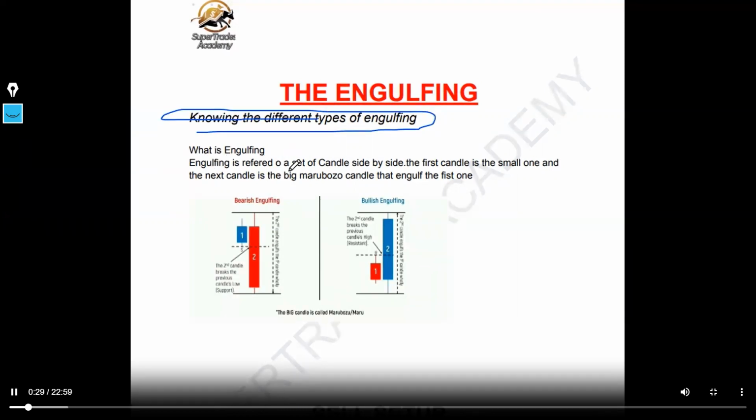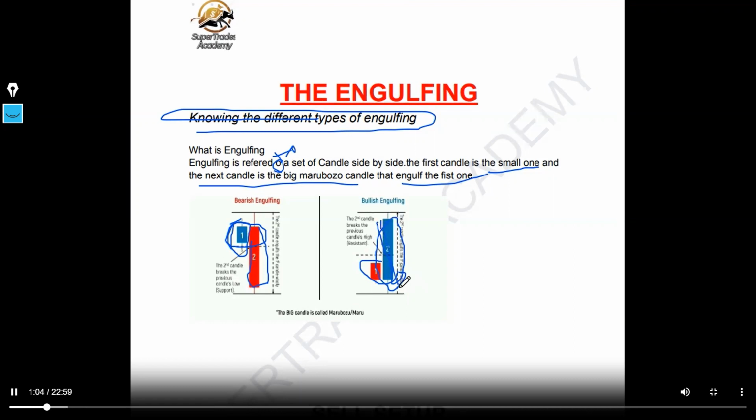What is engulfing? Engulfing refers to a set of candles where the first candle is a small one and the next candle is a big Marubozu candle that engulfs the first candle. So this is the first candle, and this is the second Marubozu candle, which engulfs the first candle.